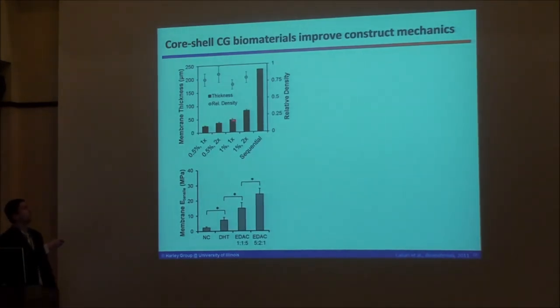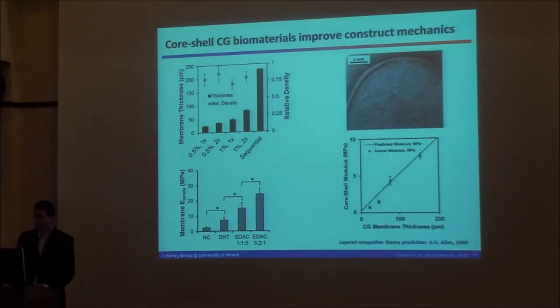We were able to make membranes from a range of about 20 to 250 microns, and we were able to modulate that just by adding different amounts of starting suspension. We can also tune the modulus of the membrane by cross-linking using carbodiimide chemistry, and that's the same type of chemistry that we normally use to cross-link our collagen scaffolds.